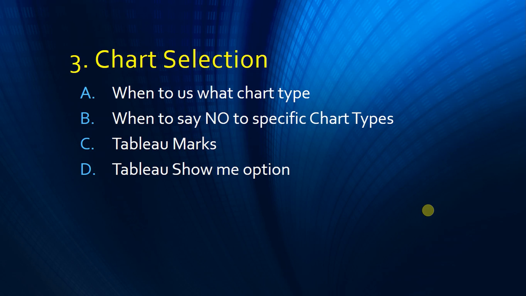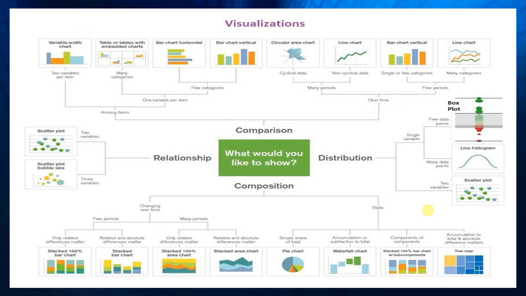I will explain when to use which chart types, specifically when to say no to a specific chart type, which is very essential to know for any data scientist or analyst in the Tableau space. There is also something called Tableau marks and the Tableau Show Me options. I will explain those in detail, but before that I will jump into the types of charts available with Tableau and other visual tools. I will briefly explain that.